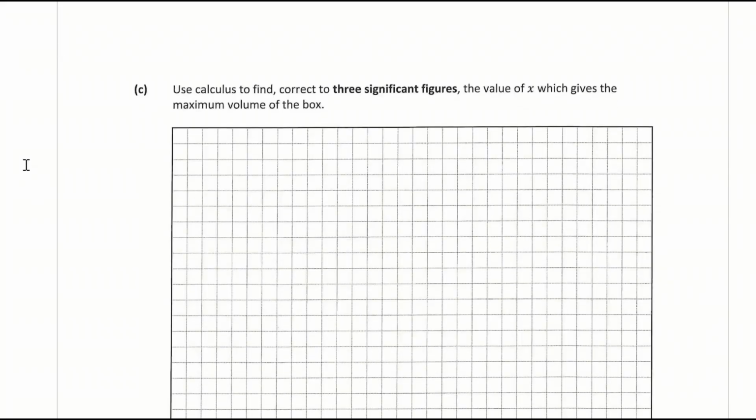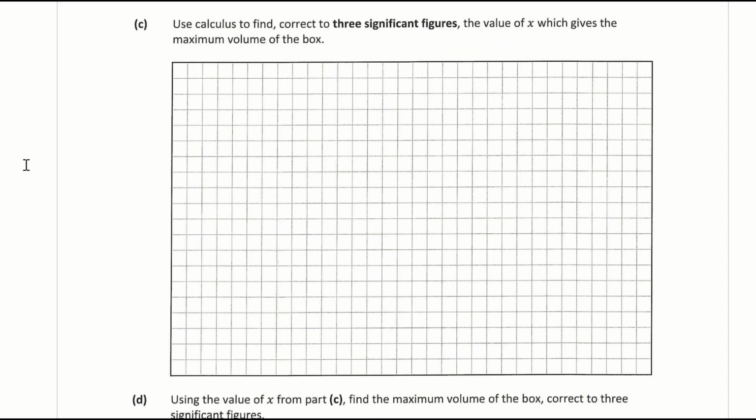Looking now at part C to that question. Use calculus to find, correct to three significant figures, the value of x which gives the maximum volume of the box. So as soon as we see the keyword here, which is maximum, we know we need to differentiate and let it equal to 0, because when we differentiate, we're finding the slope, and the maximum is going to be when the slope is equal to 0.